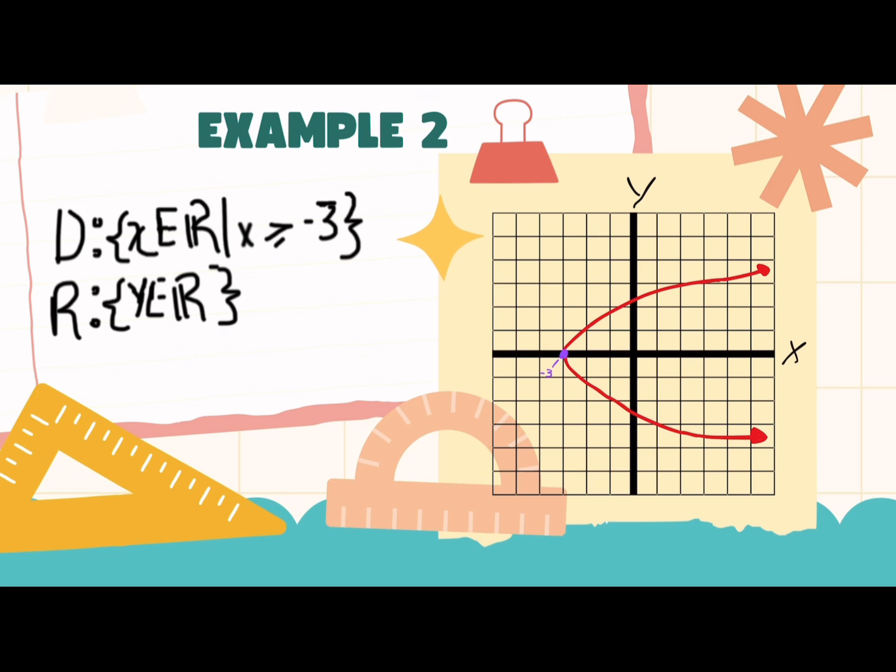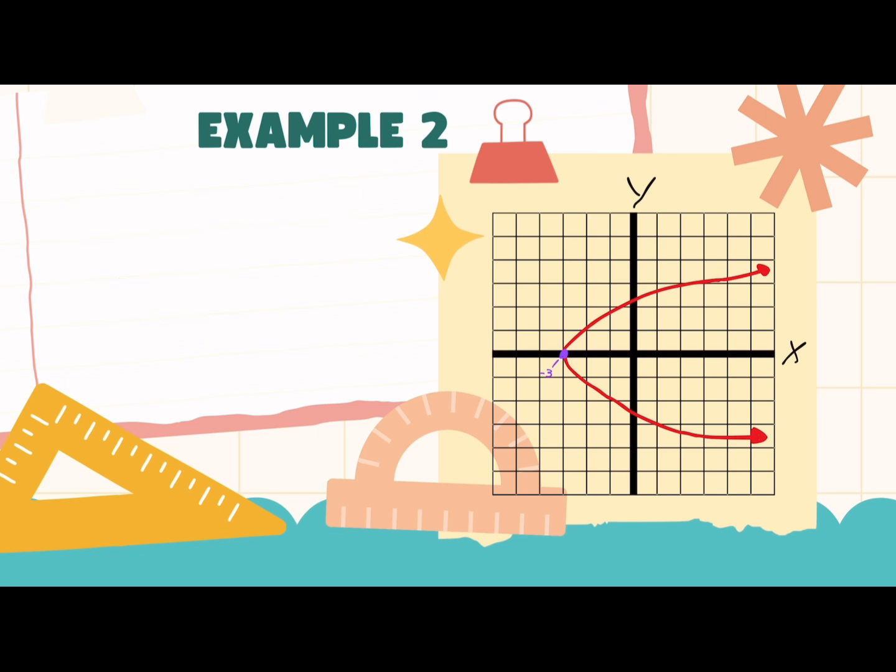Example 2. So we can see for our domain, it's going to be x can be any real number, but x must be greater than or equal to -3. And for our range, we can see that it goes on forever. So it's going to be y can be any real number.